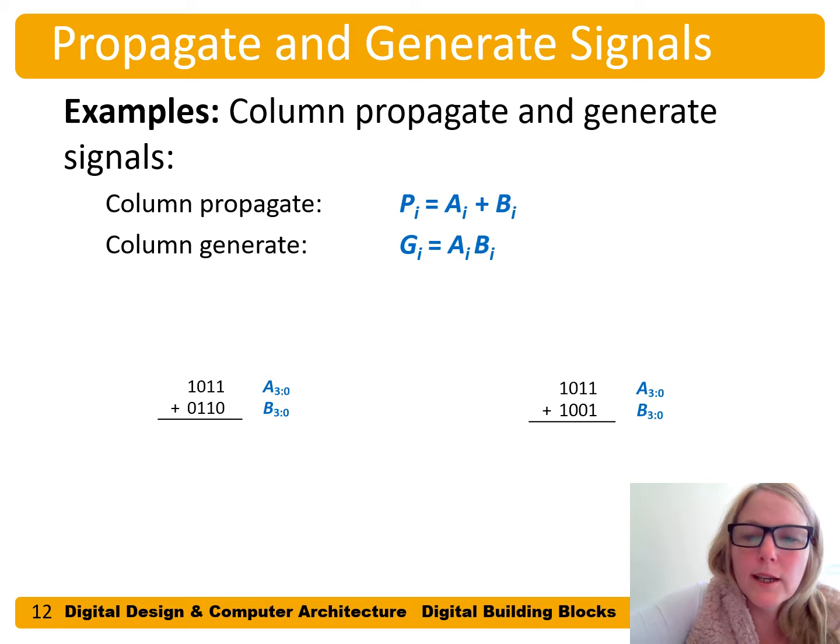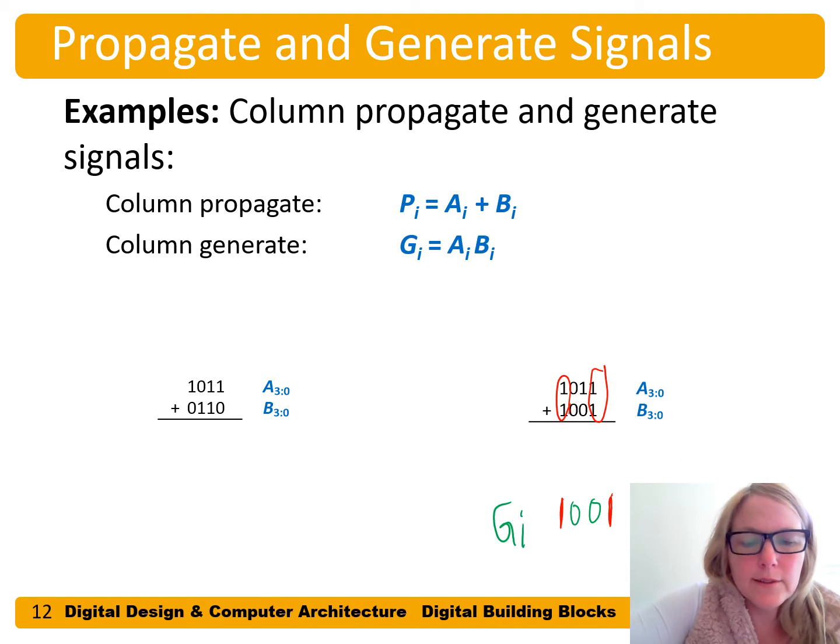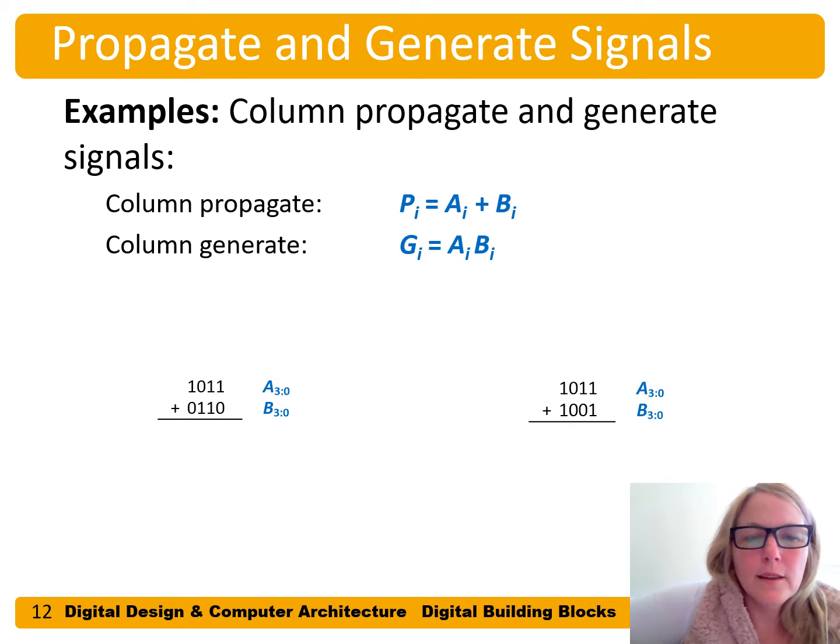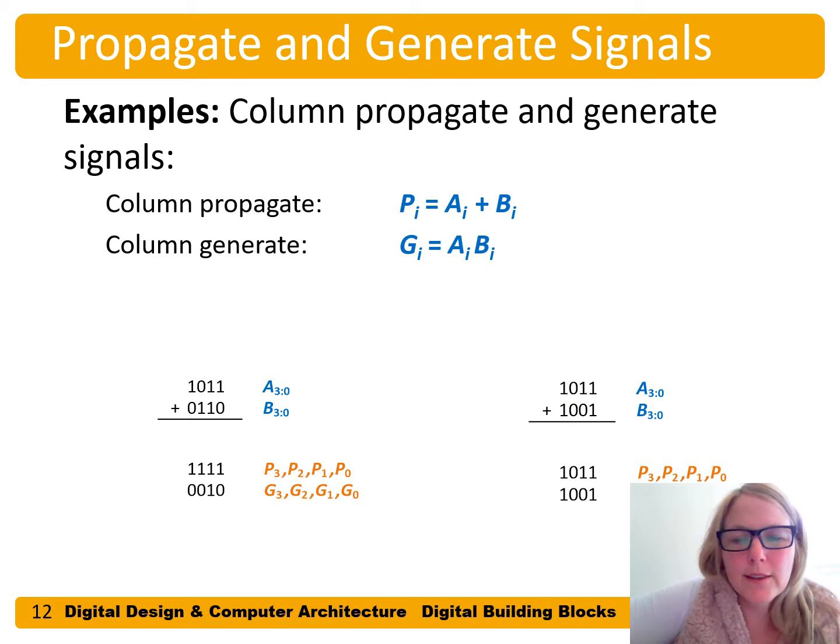For the generate signal, we have both A and B being 1 in column 3 and column 0. Columns 1 and 2 would not generate a carry in and of themselves. And so we can type that out and we get that same result that we just calculated.